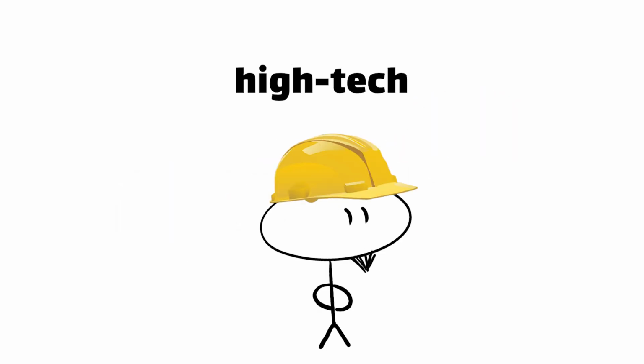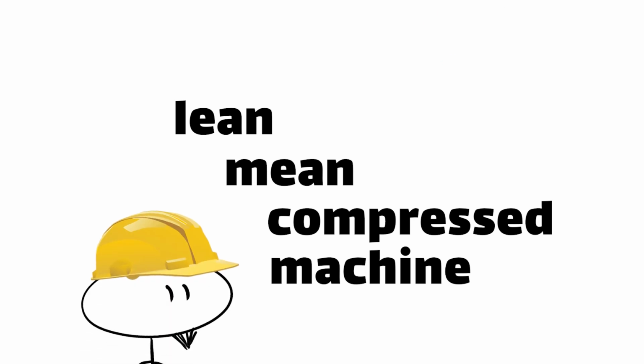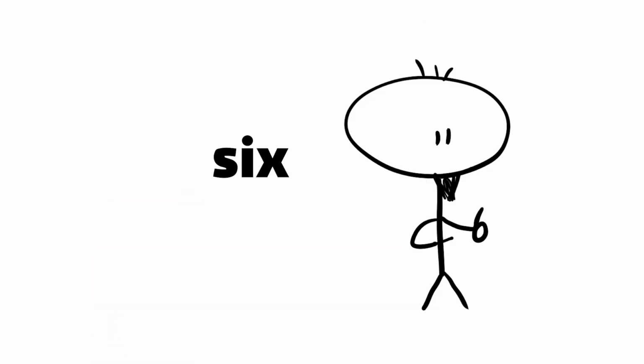Now, let us welcome you to the JPEG compression pipeline. It's kind of like a high-tech assembly line. Your image goes through various processing stages to emerge as a lean, mean, compressed machine. It does this in 6 steps.